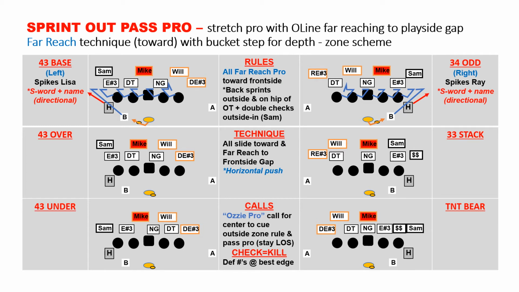And the key there is getting fast up to the line of scrimmage and outside the offensive tackle wherever he goes. You're going to look to help set the edge on the defensive end, but ultimately responsible for any SAM or edge blitz.